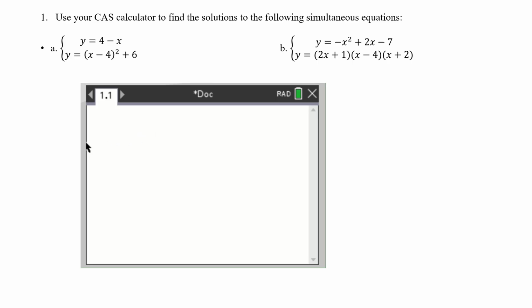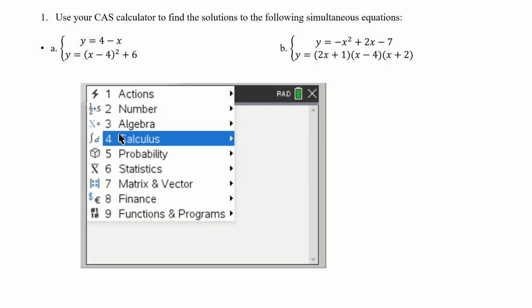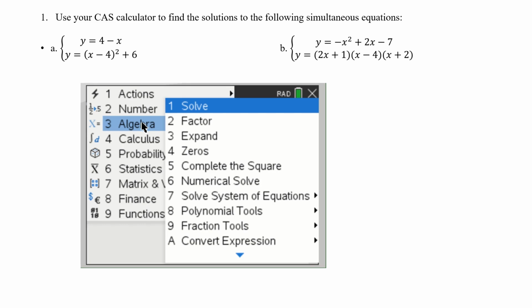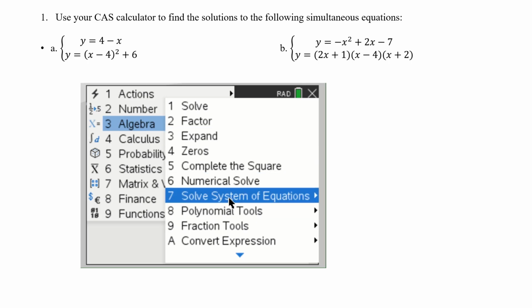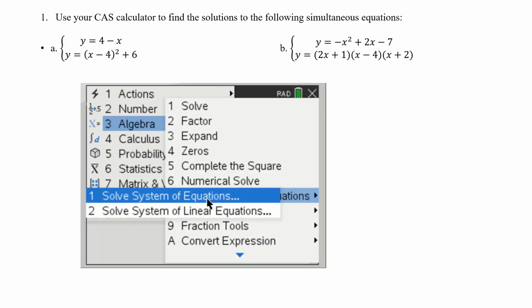What I need you to do is to click onto menu, and because we are solving simultaneous equations, we need to look for simultaneous, which is under algebra, solving system of equations, and then solving system of equations. Now, the bottom one says linear equations. Because we're doing polynomials, don't use linear equations, use the first one.